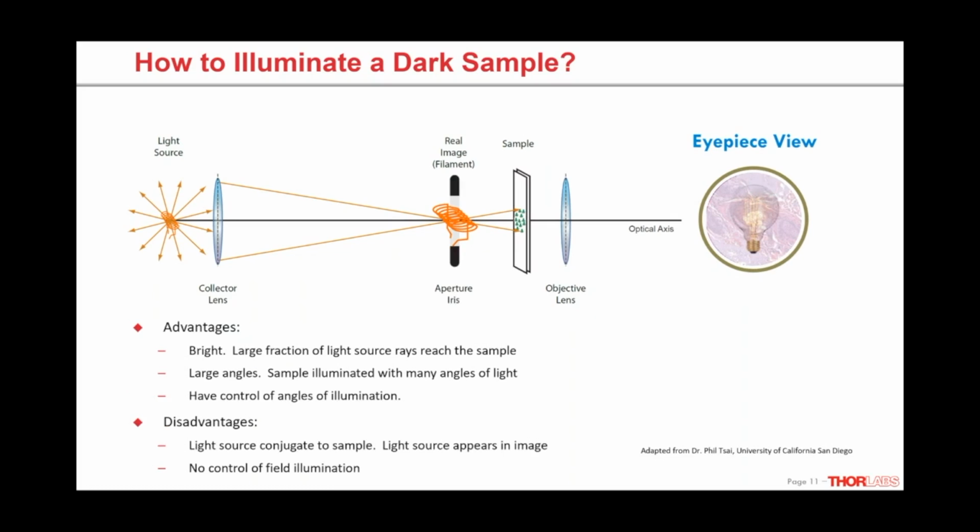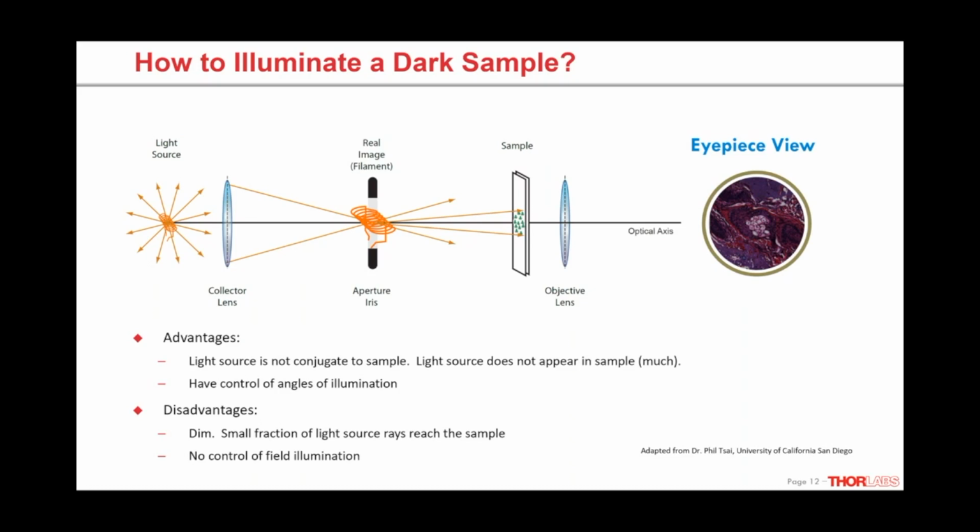This setup can be improved slightly by introducing our first movable element, the aperture iris, at the relayed image of the light source. This gives us a certain amount of control over the system, in that now if we close the iris down along the relayed image of the light source, we can decrease the angle of light rays that are striking the sample, and now we have control over the angles of sample illumination.